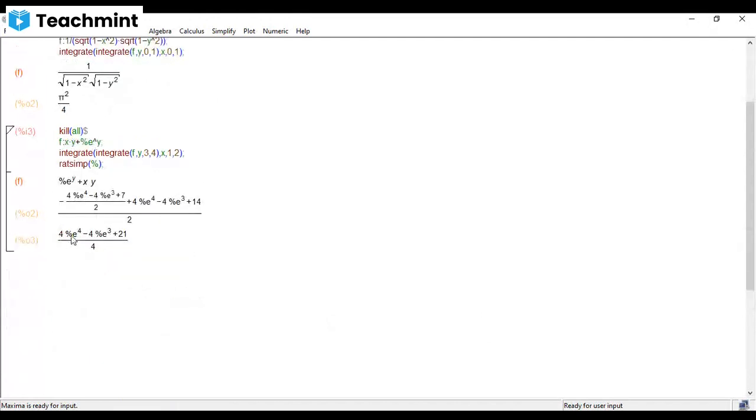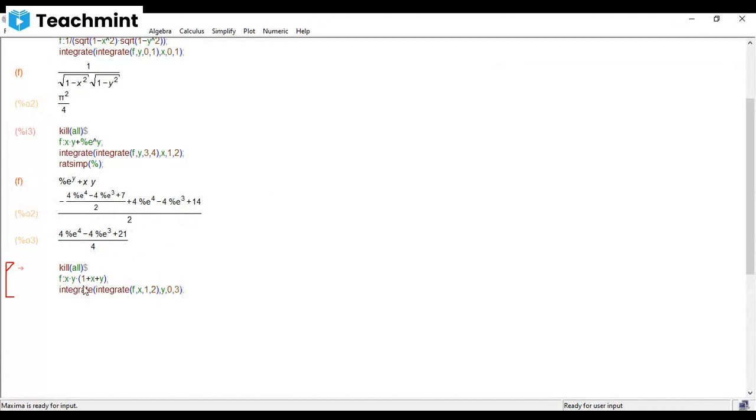See here. We got the answer as 21 by 4 plus e to the power of 4 minus e to the power of 3. If you take LCM, you will get the same thing. So if you use a rational simplification, we can get an answer in a nice format. We'll see one more example.